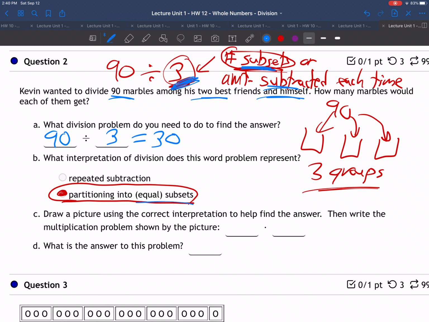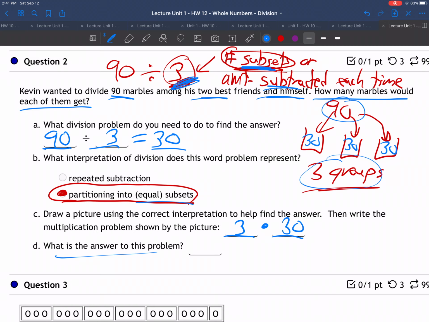And then down here, they're saying, hey, you know what? This is a dot for times. This is a multiplication problem. A division problem implies a multiplication problem backwards. 90 divided by 3 equals 30 means what times what? It means 3 times 30 equals the 90, right? And then finally, what's the answer? Well, what was the question? How many marbles would each of them get? So these 3 groups, 90 marbles, they're each going to get 30 marbles, aren't they? 30 marbles. So there we go.